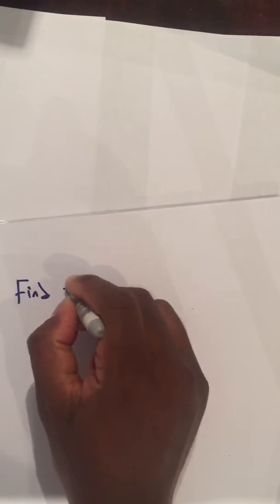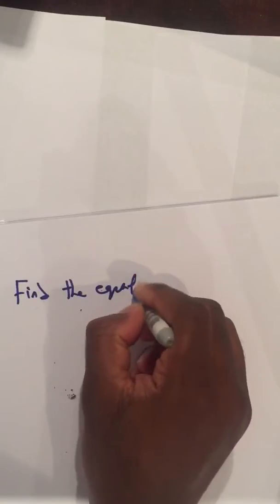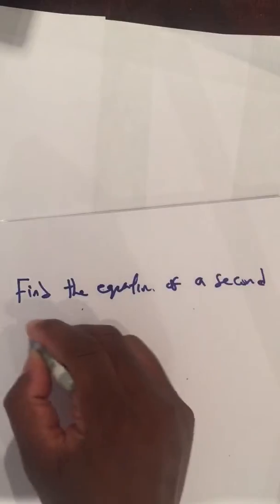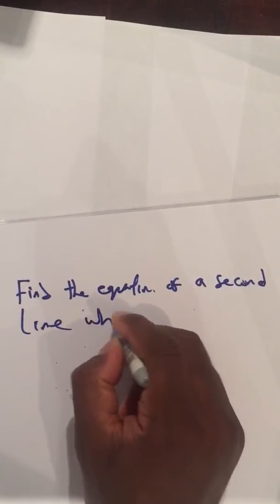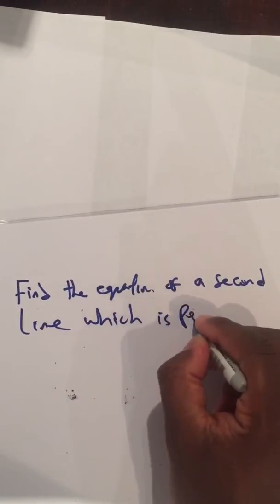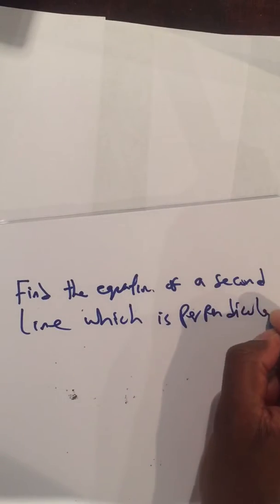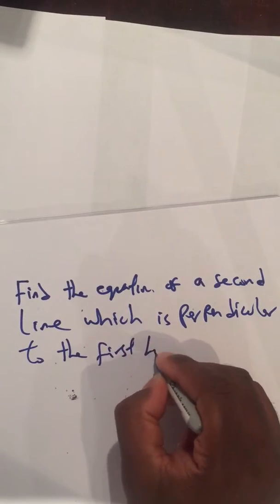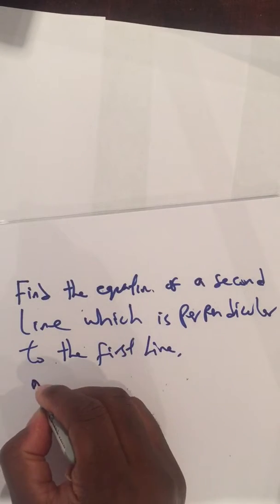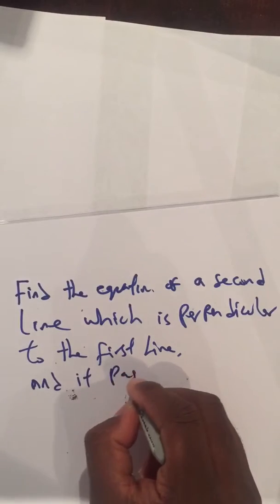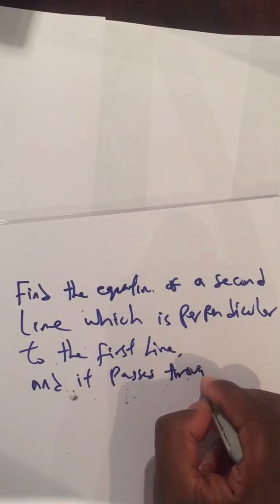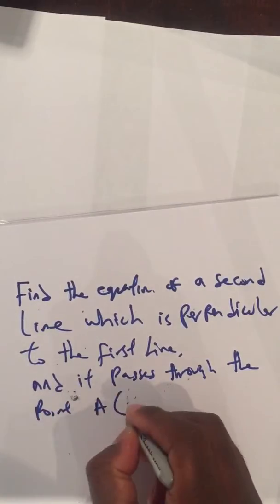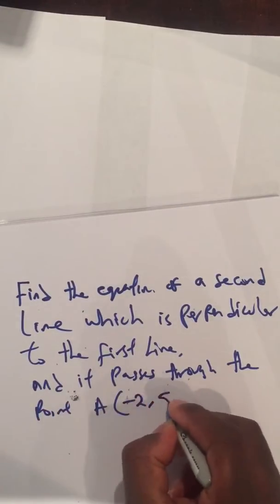So, the question now is, find the equation of a second line which is perpendicular to the first line, which we've just done, and it passes through the point A, which we said was negative 2,5.